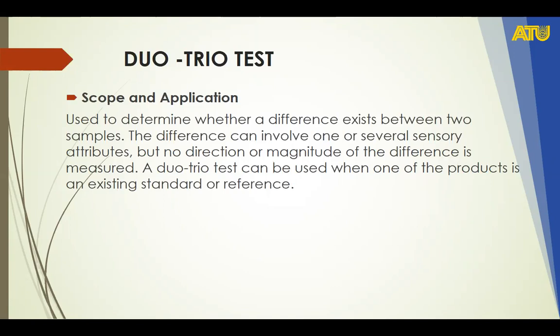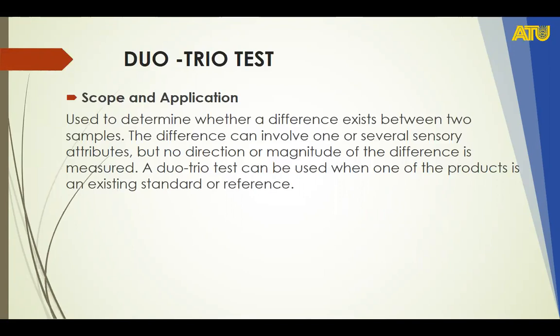It's widely used to determine whether a difference exists between two samples, and the difference can involve one or several sensory attributes. But no direction or magnitude of the difference is measured. Also, statistically, this test is less powerful than the triangle test because the chance of guessing the correct result is 1 in 2.